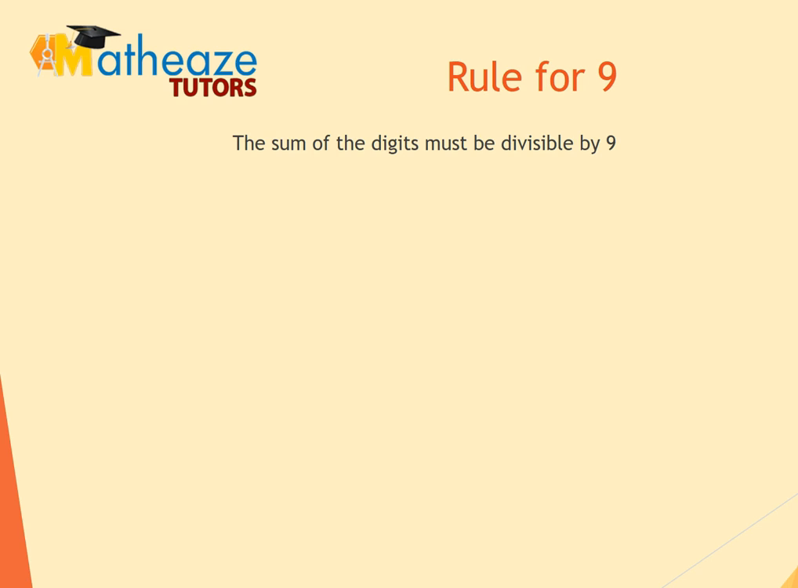Let's look at 36 as an example. 3 plus 6 is 9. 9 is divisible by 9. So this 36 as a number will also be divisible by 9. What about 405? 4 plus 0 plus 5. This is 9, divisible by 9. So this is going to be divisible by 9.